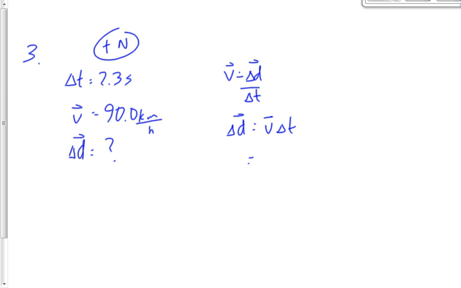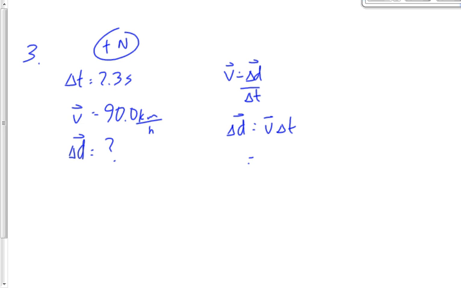How do we convert seconds to minutes? How many seconds in a minute? Lewis? 60, good. How many minutes in an hour? 60. So if we want to convert seconds to minutes, we're going to divide by 60. If we want to convert minutes to hours, we're going to divide by 60. So we're going to take this 2.3, we're going to divide it by 60, we're going to divide it by 60 again to get hours.